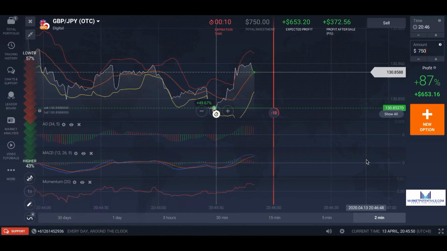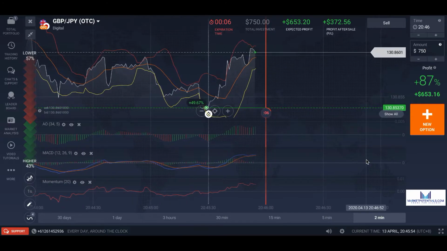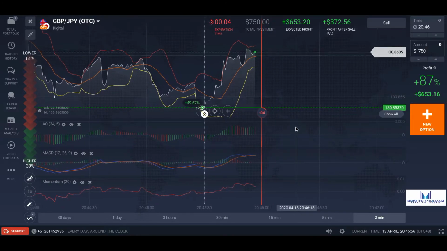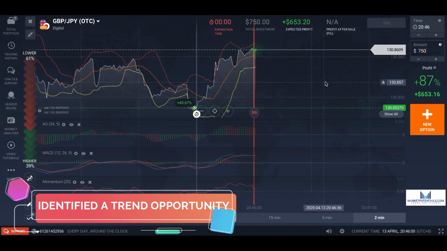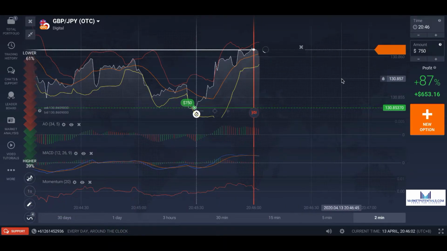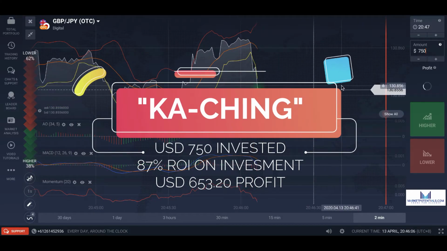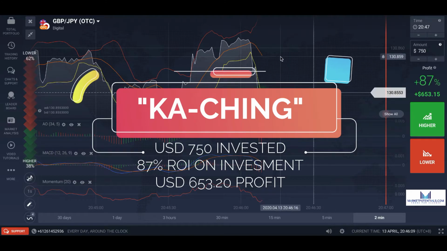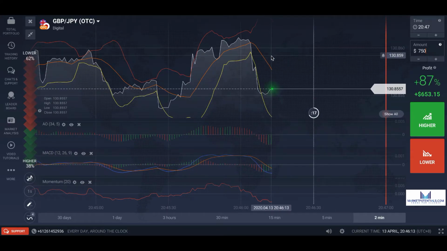And as you can see, things are going my way at the moment because, like I said, I identified an opportunity there. So as I said, as this time winds down to zero, and if it ends up being higher, you are literally in the money. And there you go, guys. That's $653 in the bank.